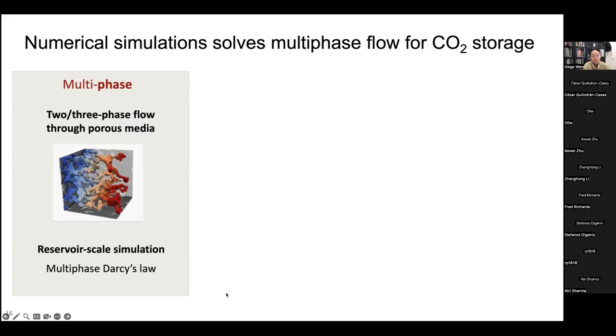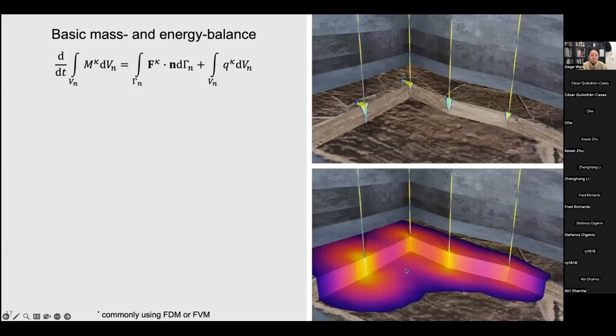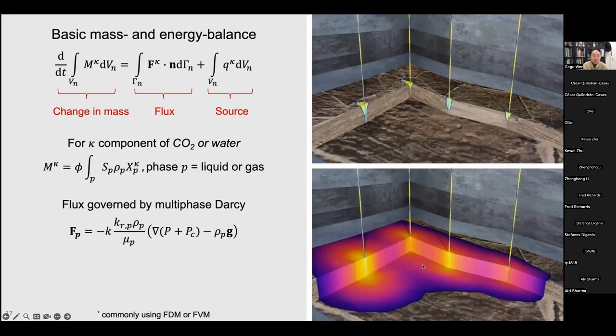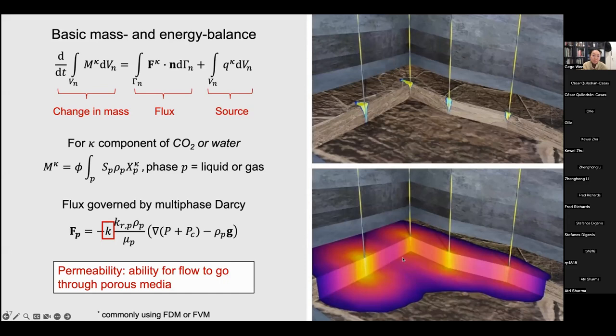So in reservoir scale, people typically use the multiphase variation of Darcy's law. And here is the mass and energy balance equation for Darcy. We have the change in mass equals the flux plus the source term. For each component, CO2 or water, we have the mass written in this form, and the flux is governed by this multiphase variation of Darcy. So we have the permeability that tells us the ability for flow to go through porous media. This is one important factor.